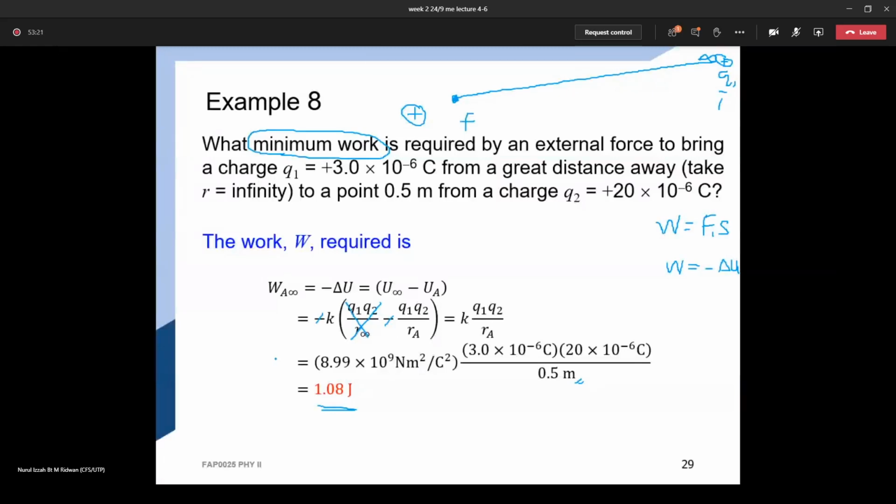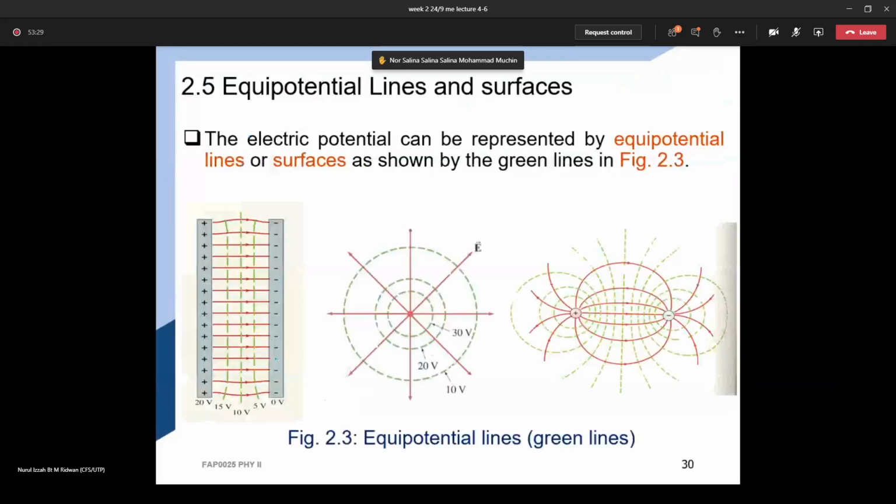Okay. And then that should be, for example, and then we're done with the point charges. The next part is actually equipotential lines. For equipotential lines and surfaces, actually I have explained to you a little bit about the lines that have the same potential.